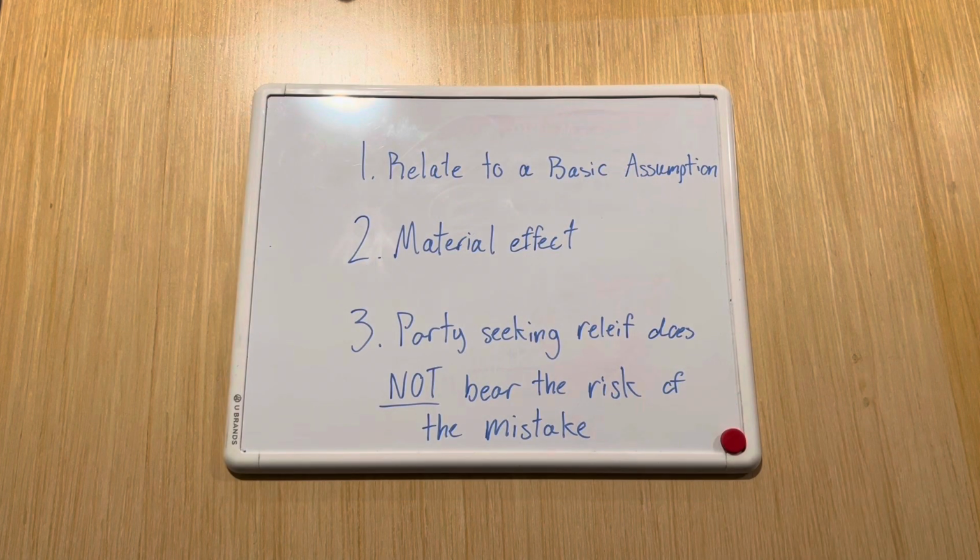A mistake must adhere to three crucial pieces to be considered a mistake in contract law. 1. The mistake must relate to a basic assumption on which the contract was made. 2. The mistake must have a material effect on the exchange of performances. And 3. The party seeking relief does not bear the risk of mistake.